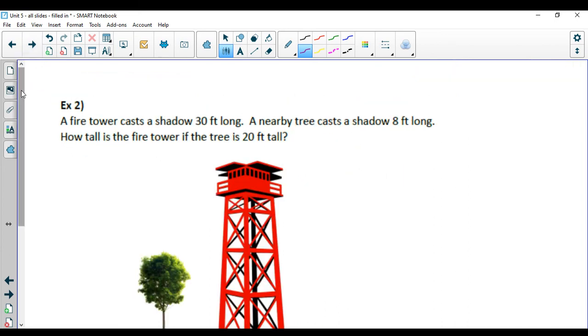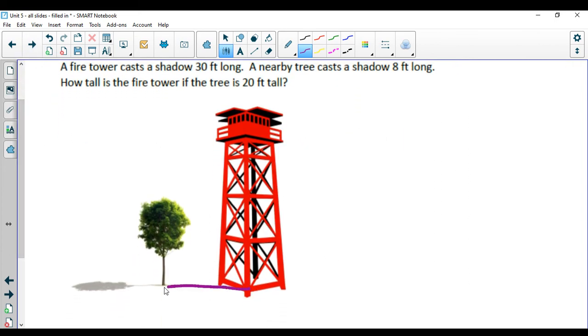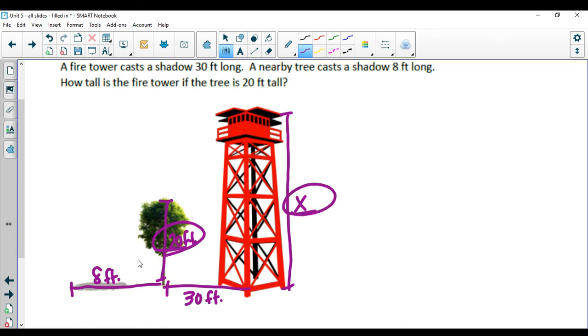In example number 2, we have a fire tower that casts a shadow 30 feet long. Nearby tree casts a shadow that's 8 feet long. How tall is the fire tower if the tree is 20 feet tall? So this is 20 feet, and we're trying to figure out how tall is this. So the 20 is in the same spot as the x. The 8 is in the same spot as the 30. So I'm going to go ahead and just do 20 feet over x feet.